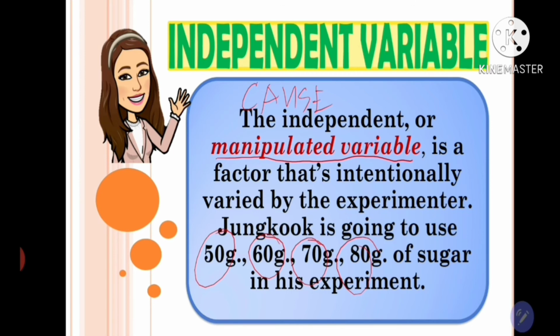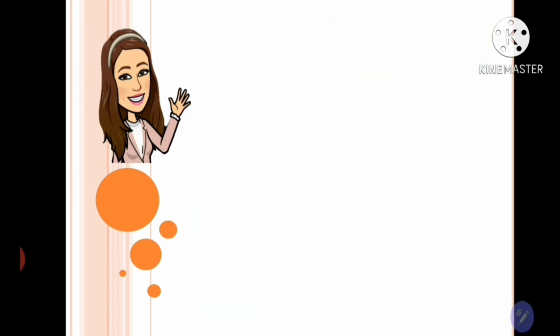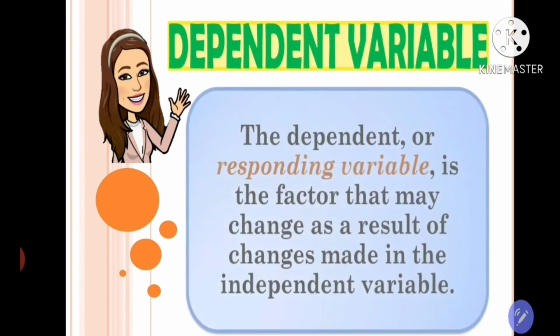So, si Jungkook ang experimenter natin. So, since Jungkook used the different grams of sugar, different weight of sugar, therefore, okay, it is the independent variable. The amount of sugar is the independent variable. The cause, siya yung magiging dahilan ng sudden change or ng pagbabago. Okay? We also have what's so-called the dependent variable.